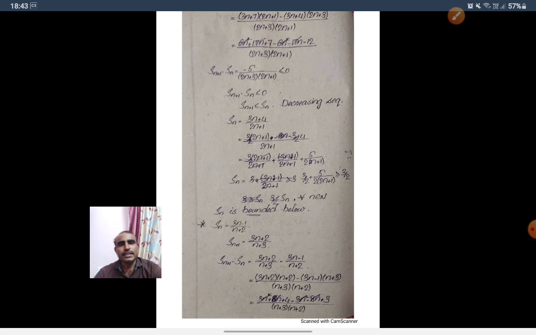It is a decreasing sequence. So a decreasing sequence has an upper bound. If you prove it is bounded below, then it is convergent. So consider Sn is equal to 3n plus 4 by 2n plus 1.